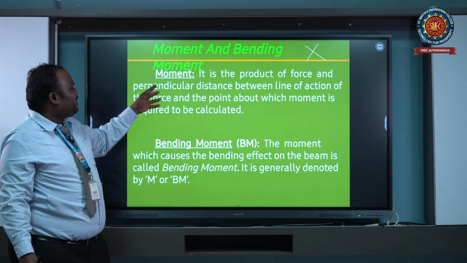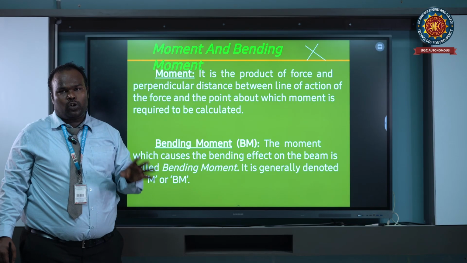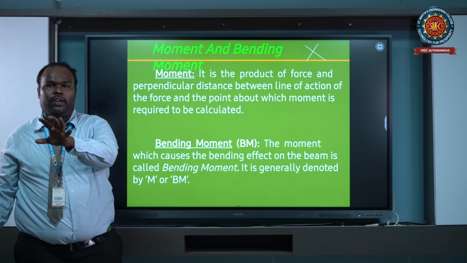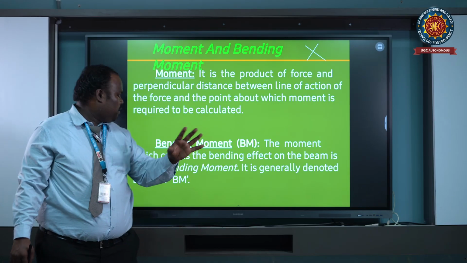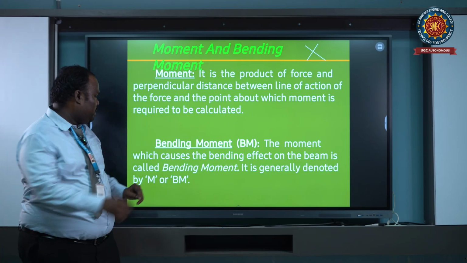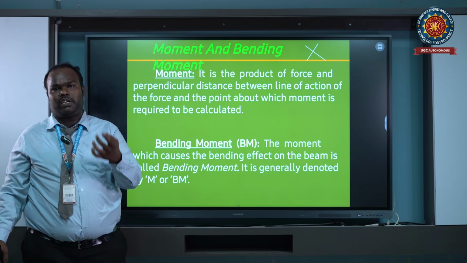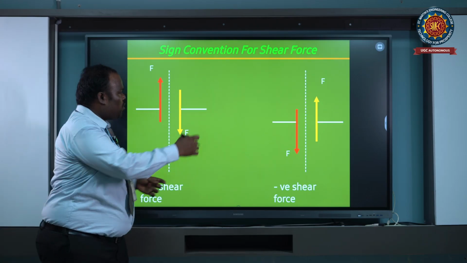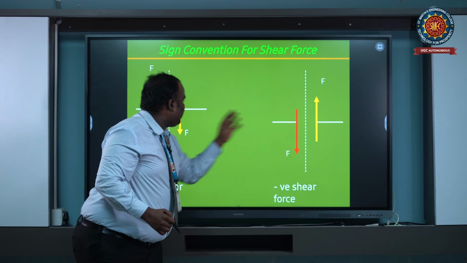And next one, moment. It is the product of the force and the perpendicular distance of the line of action. So moment M equals force times distance. Next, bending moment. The moment which causes the bending effect on the beam is known as the bending moment. It is generally denoted by capital M, and shear force is generally denoted by capital F. And the sign convention of shear force: we can assume the beam from left to right. It is the left support.